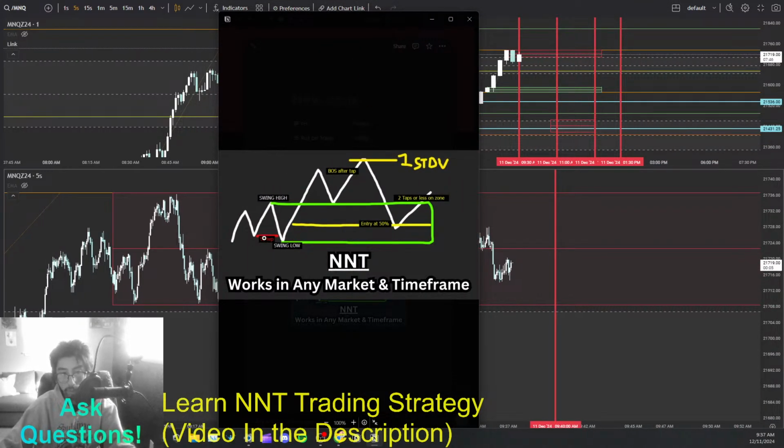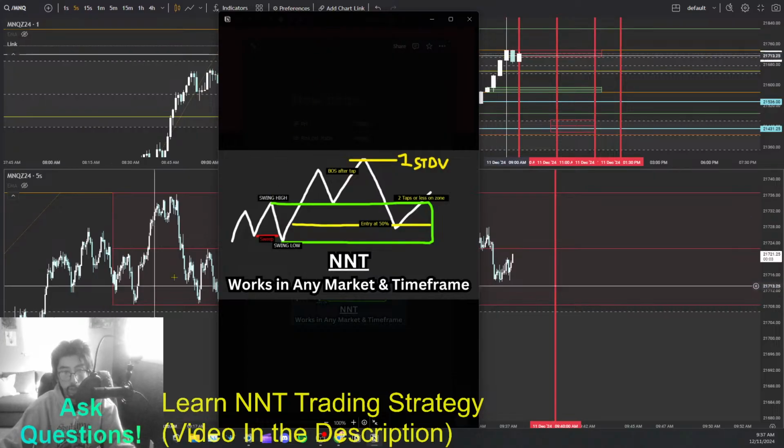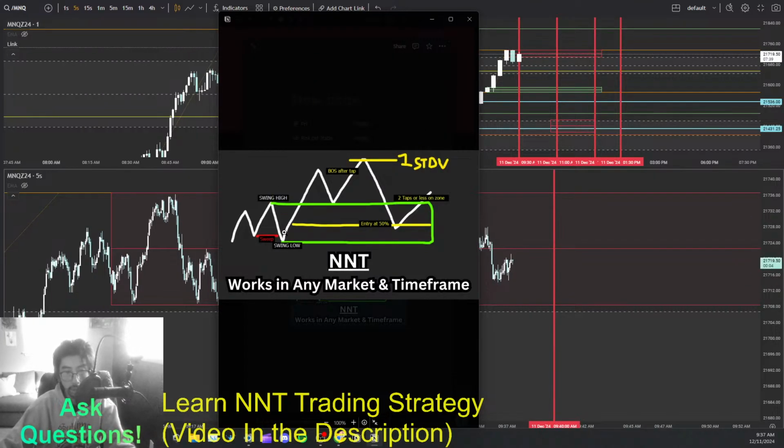We're looking for a sweep. I can show you examples shortly. So we're looking for a sweep. Then we create a zone with that swing high and swing low. We want to tap on the zone. And after the tap, we want to break a structure after the tap. It means that it breaks this high right here.